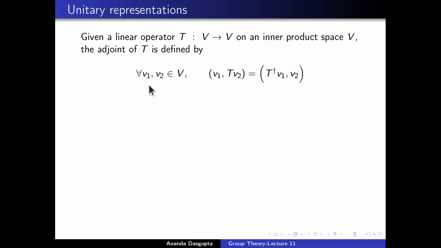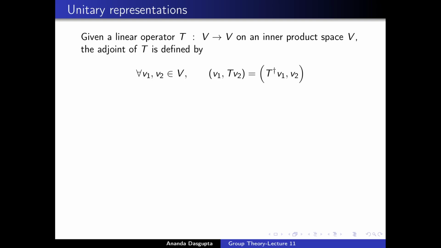For all vectors v1 and v2 belonging to V, the inner product between v1 and T v2 has to be equal to the inner product of some operator acting on v1 with v2, and this new operator, the one which acts on v1, the first factor in the inner product, is called the adjoint operator, T dagger, adjoint to T. Of course, you have all learned about this in quantum mechanics. This is just the more general version which is available for all inner product spaces.